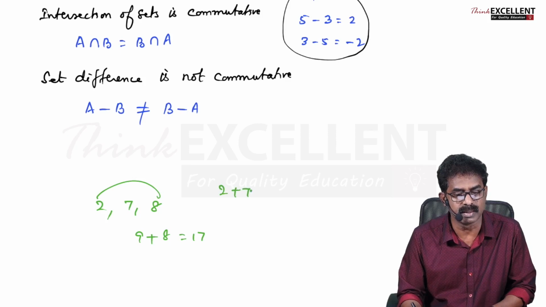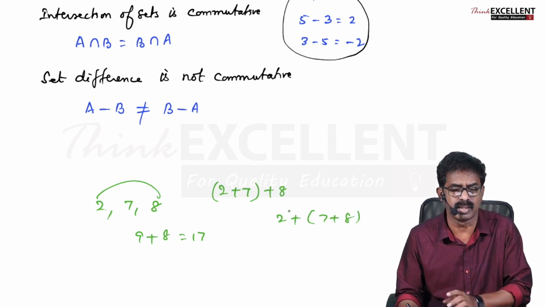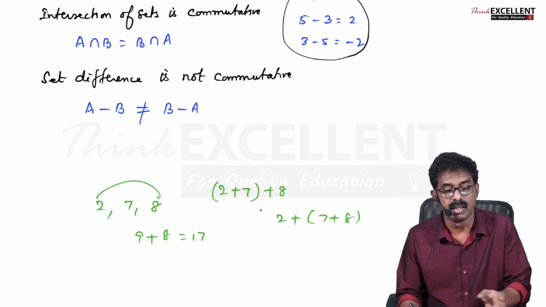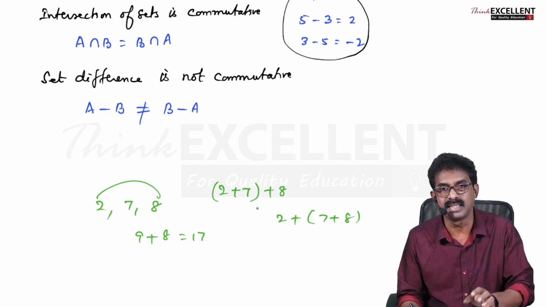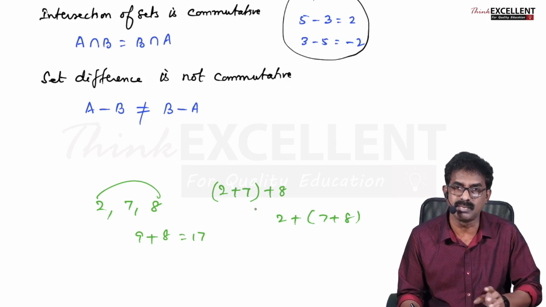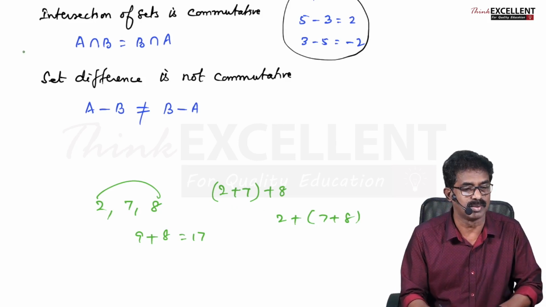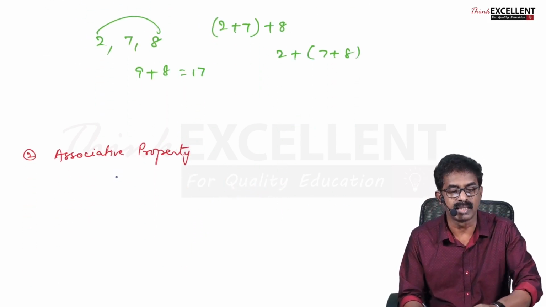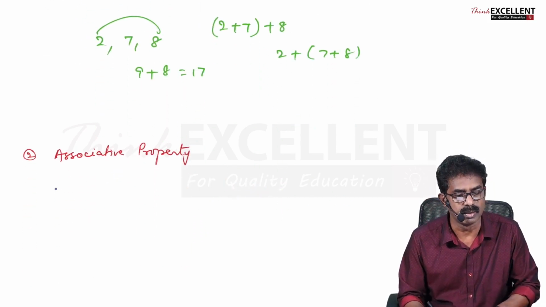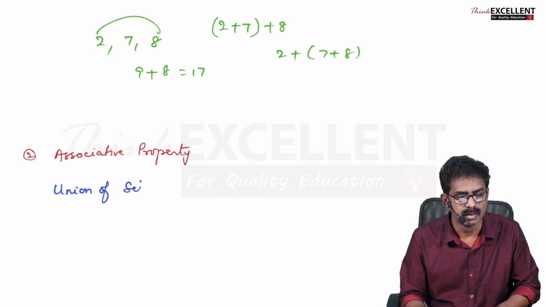You can write it in different ways, so the grouping can be in a different form, but your answer is the same. So we say addition satisfies the associative property. Subtraction won't satisfy it. In sets, union and intersection satisfy the associative property. Union of sets is associative.